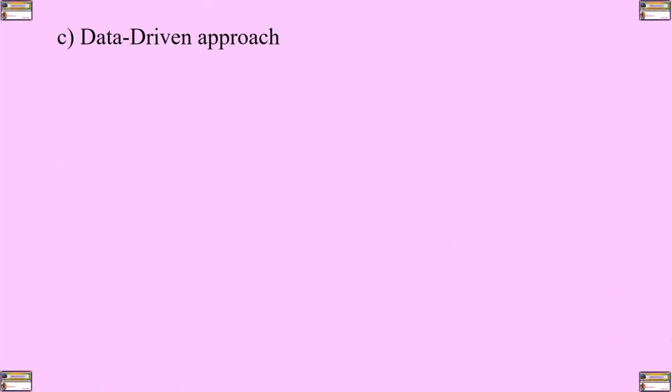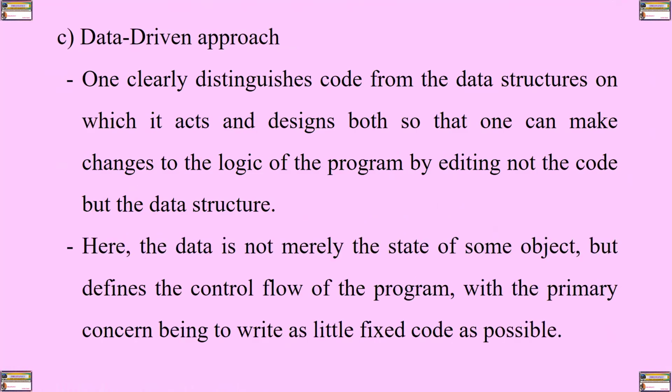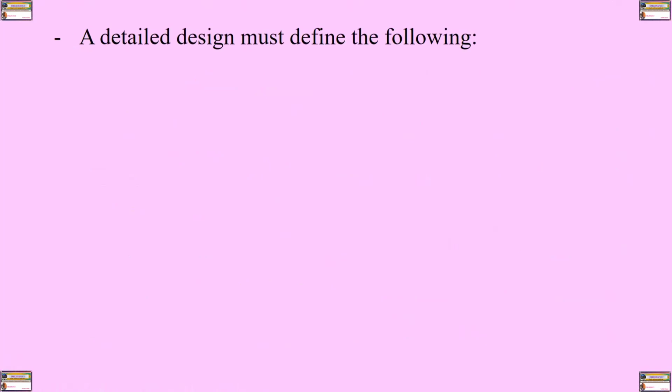The third approach is called data-driven approach. One clearly distinguishes code from the data structures on which it acts and designs both so that one can make changes to the logic of the program by editing not the code, but the data structure. Here, the data is not merely the state of some object, but it defines the control flow of the program, with the primary concern being to write as little fixed code as possible.